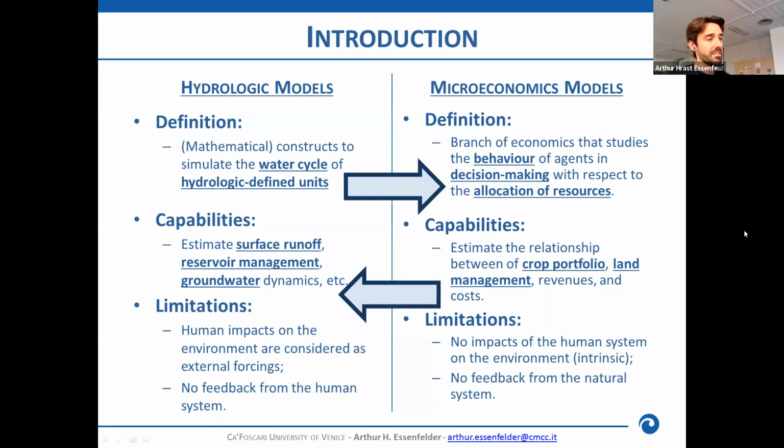So basically here it was just to show the sort of limitations that we have between the two approaches. On the hydrological side, the human impacts on the hydrological system are traditionally considered as external forces, so there is no feedback between one and the other. The same thinking is valid for the microeconomic models. Let's think of water availability again for irrigation. This is used as already implied or known information that you just pass to the model before you run it.